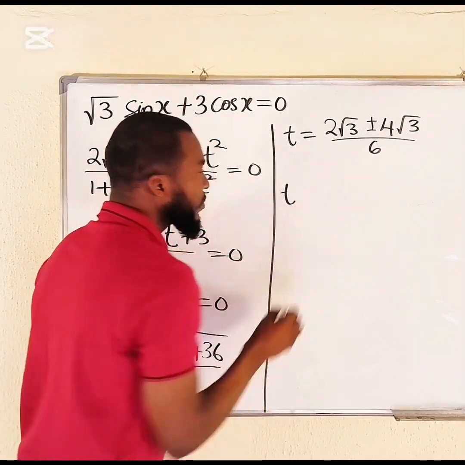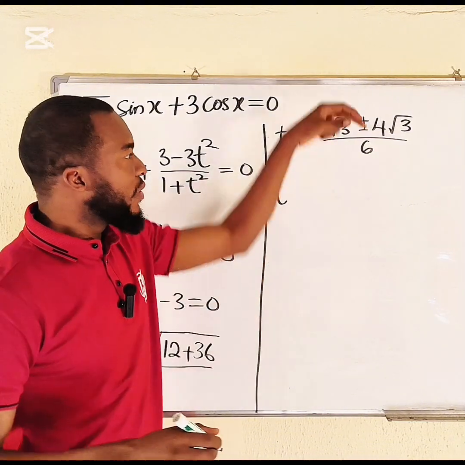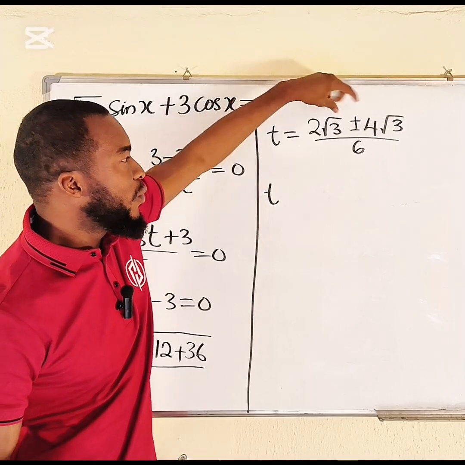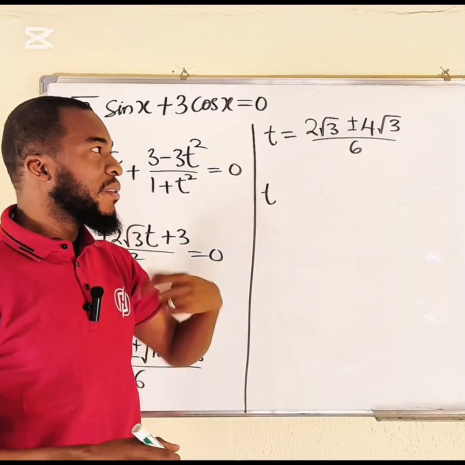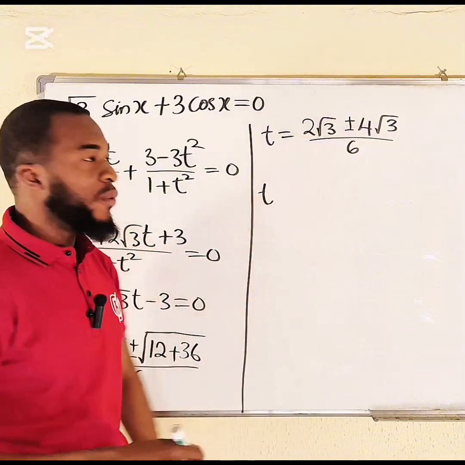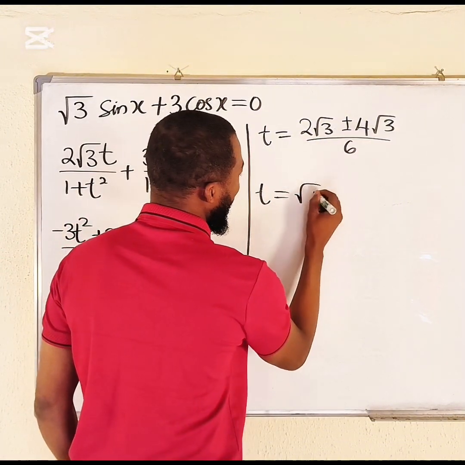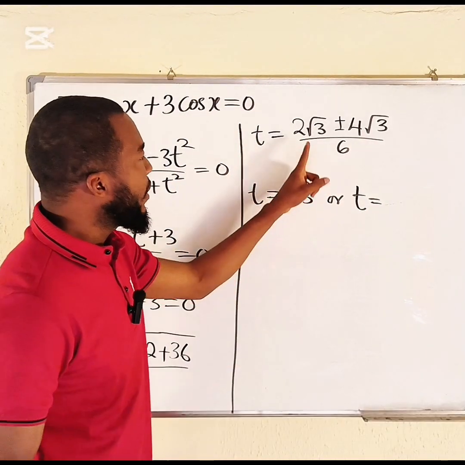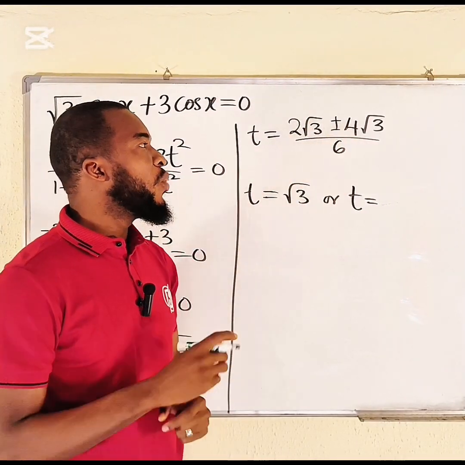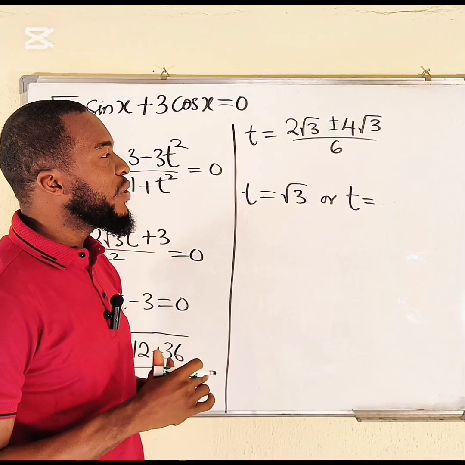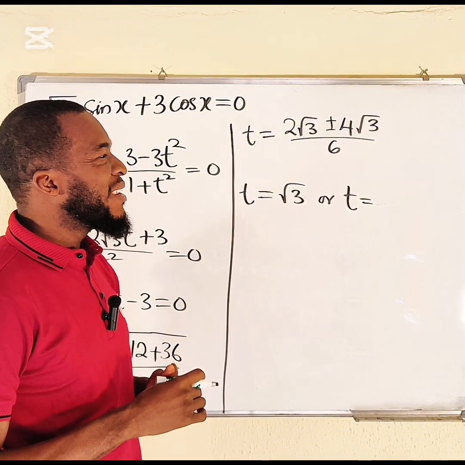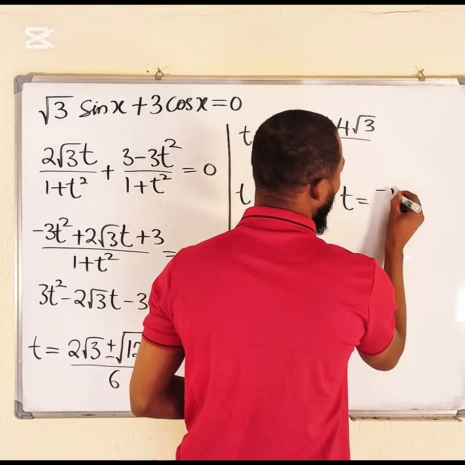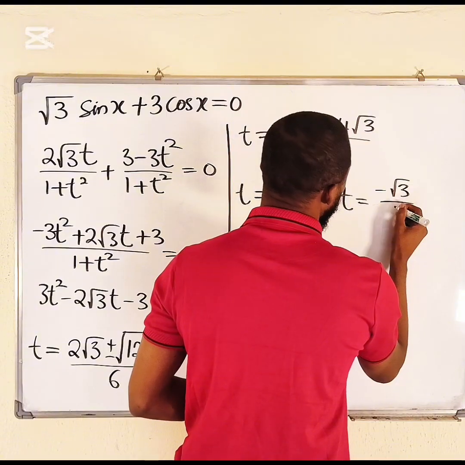Let me take the first one. The first one I'm going to use plus. Since the surds are the same, I can add their coefficients. 2 plus 4 is 6, divided by 6 is 1, and we still have root 30. So the first one is root 30. And the second one, we minus. 2 minus 4 is negative 2, and negative 2 divided by 6 will give us negative 1 over 30. Negative 1 over 30 times root 30 is just negative root 30 divided by 30.